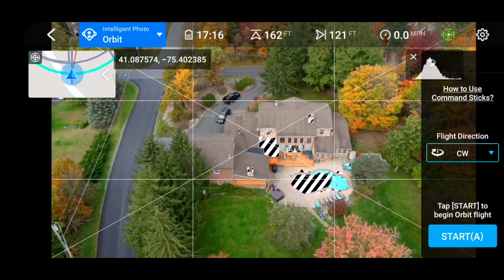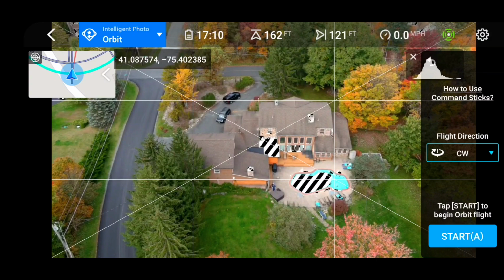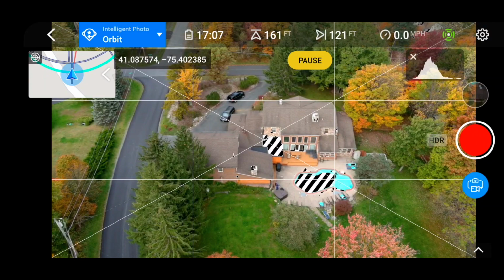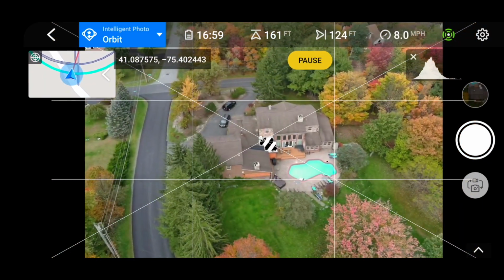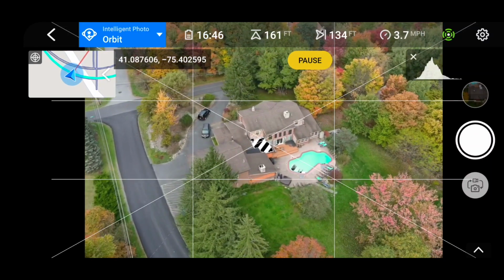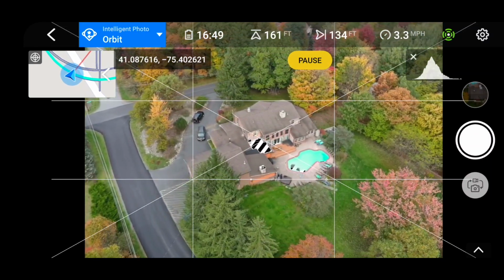Our goal is to orbit the site twice, once further away for the context flight and once closer for the detail flight. For this first context flight, we will fly back far enough to ensure that the entire site is in frame, including the facades and surrounding area.